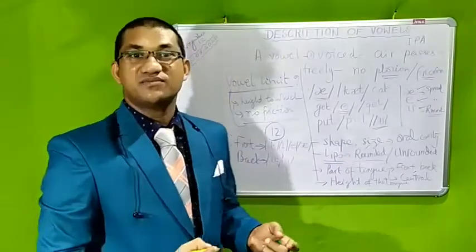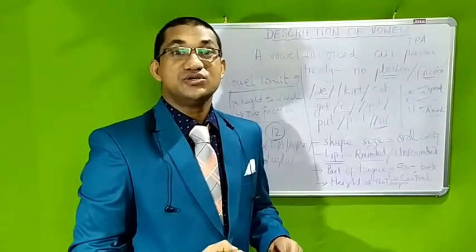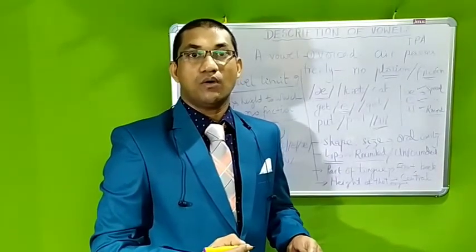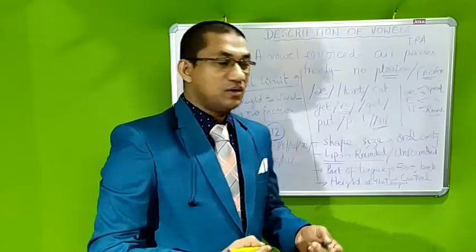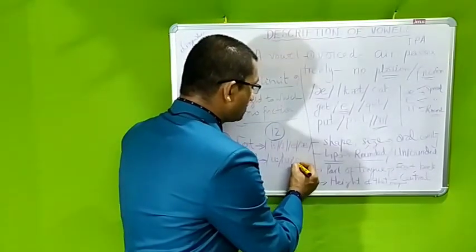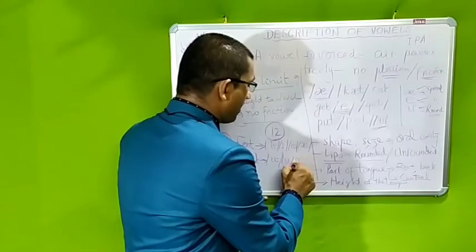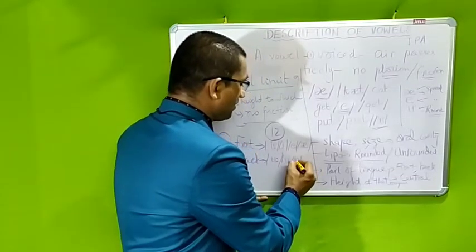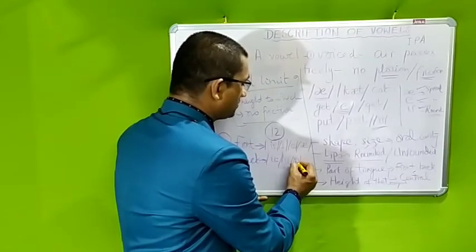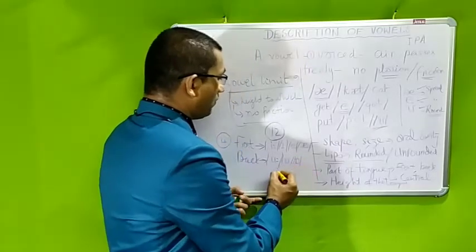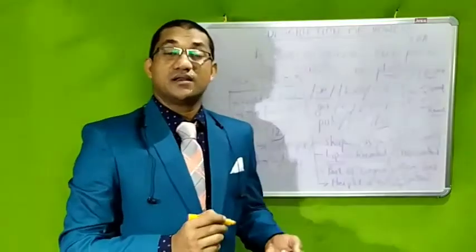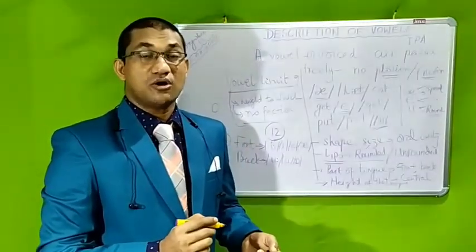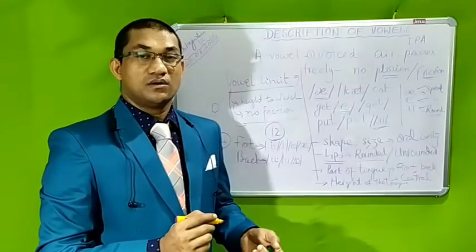And next we have the sound in got, short o, got. And that sound is again a back sound. It is produced with the back of the tongue. This is the symbol for o, like in got, pot.